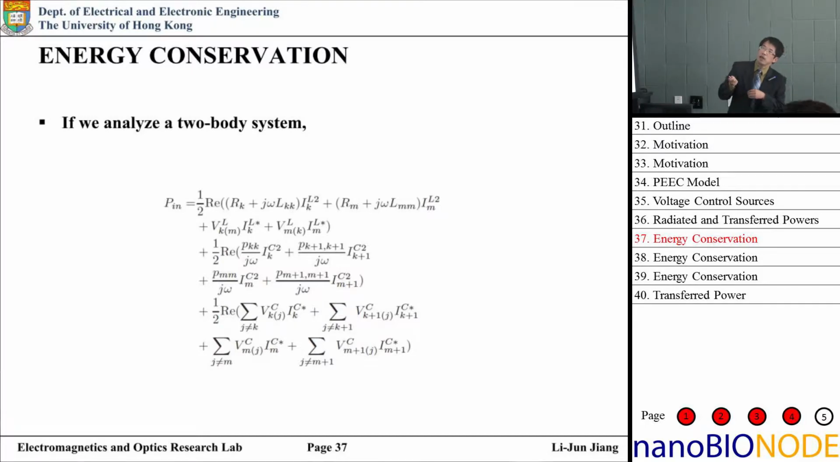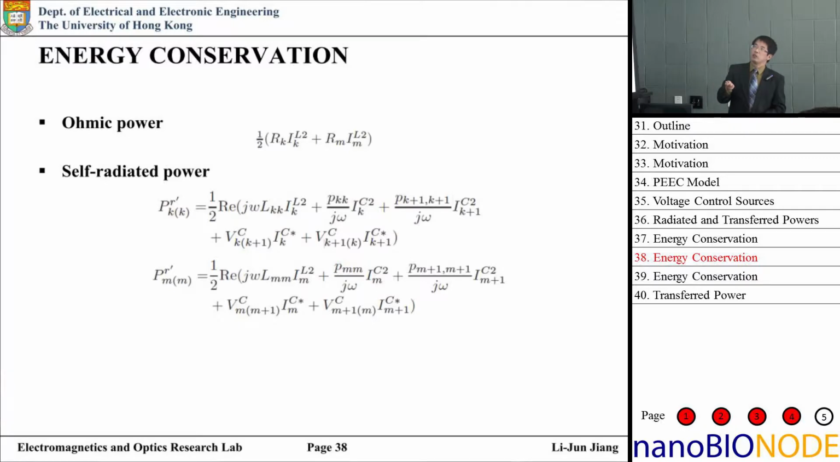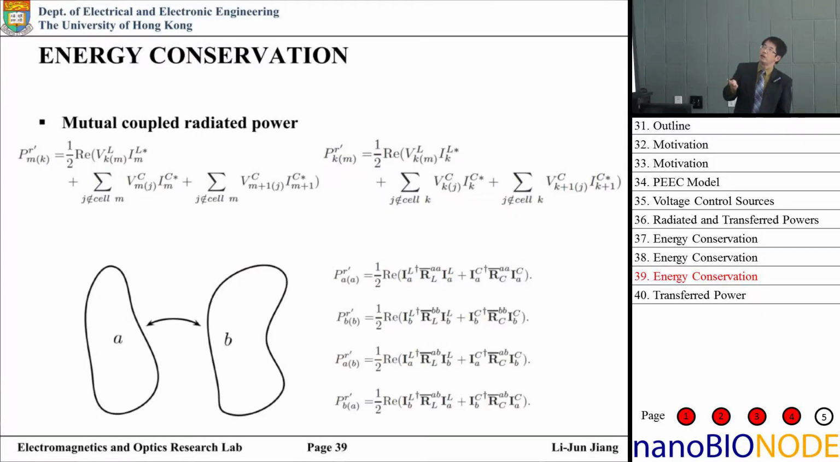And if we use energy conservation to regulate all these relationships, because it's quite messy if you really put everything together, and if there are only two pieces, the total power shall be represented using this. And if we split them, you will have the Ohm loss, or the Ohm power consumed, which turns into Joule heating. And you have the self-radiated power, which is represented by these formulations. And you have the radiated power because of the coupling between them.